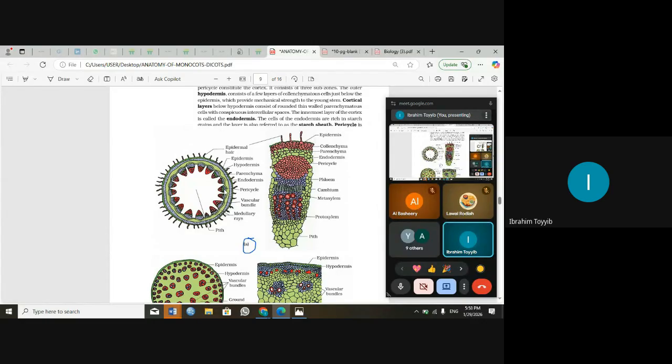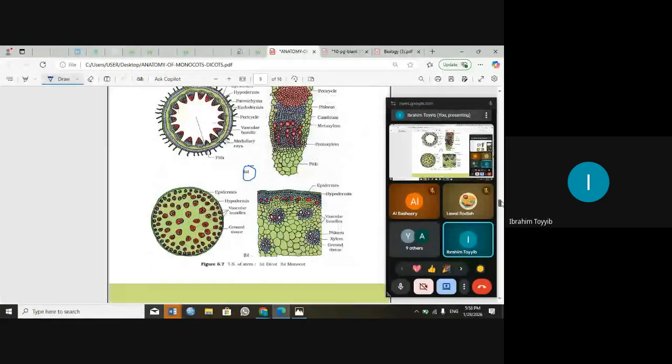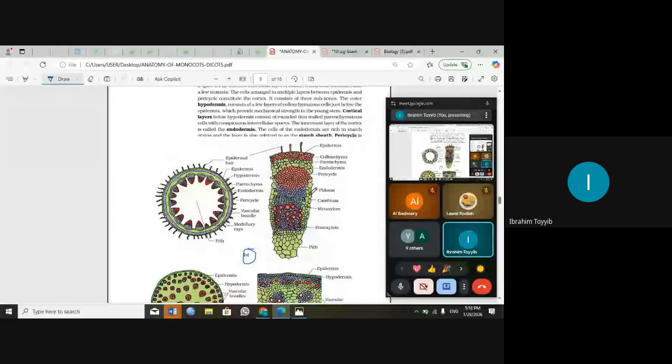The type of structure that JAMB will give you is this. Whenever you see something like this, you'll be able to differentiate. This is a dicot stem. Whenever you see a structure like this, can you see that the pith is big? So this is a dicot stem.